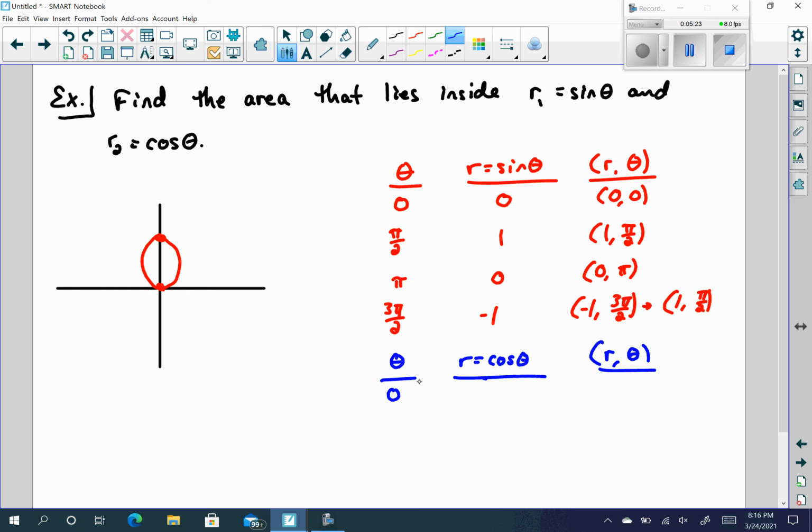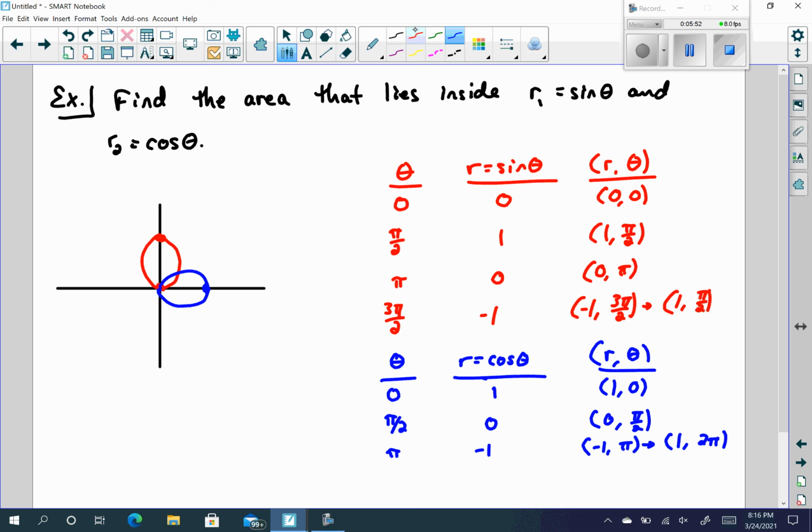Again, let's start at 0. Cosine of 0 is 1, so we're at (1, 0). So that's going to put us out here. And we'll go to pi over 2. Well, that's 0, so we're at (0, pi over 2). So that takes us back to the pole. And then if we're at pi, that's -1. So this is (-1, pi), which converts into (1, 2 pi). So that brings us back out here.